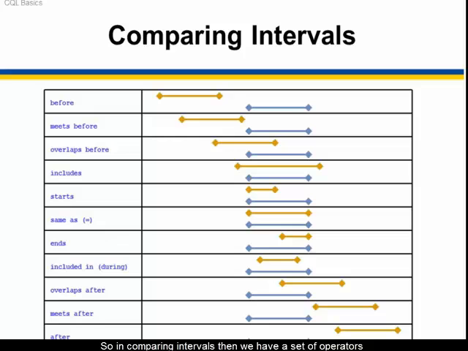So in comparing intervals, then, we have a set of operators that allow you to describe the relationships between two intervals. So if I have two intervals, I can put them into a relationship using one of these operators. If it's before, meaning it happened completely before this event, then it occurs that way. There's a meets before, which says that this is immediately before. The end of the first interval is immediately before the start of the second.